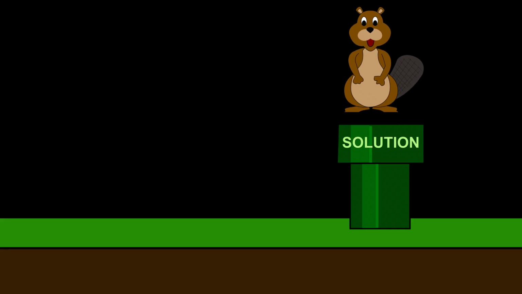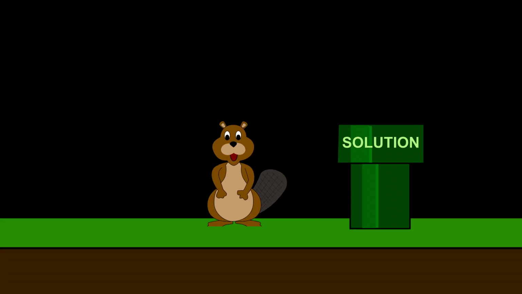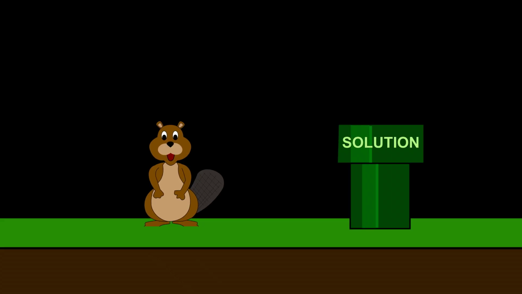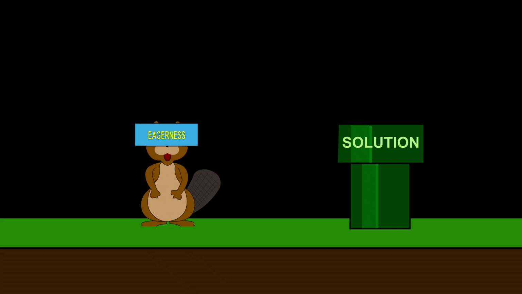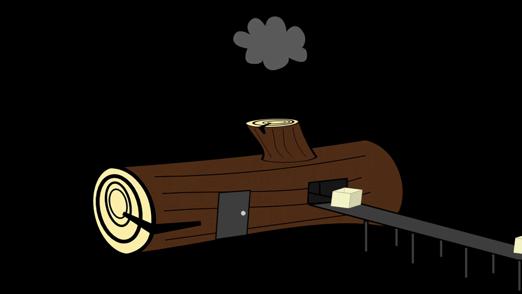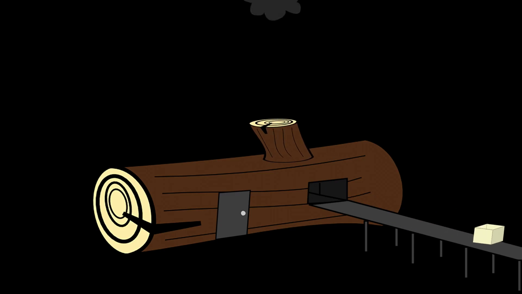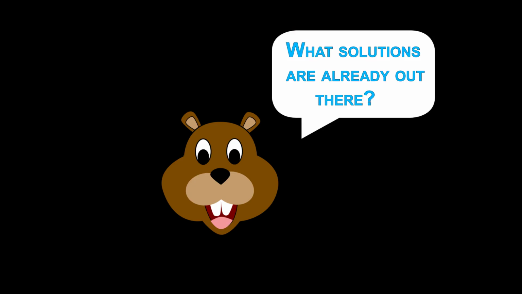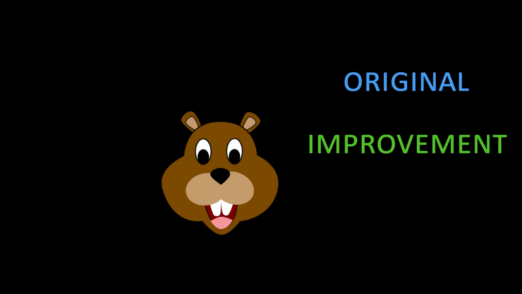But wait a second there, eager beaver, not so fast. Before we jump right into our solution, there's a few things we have to think about first. But hold on to that eagerness, I promise we're getting to the good stuff very soon. The first thing to think about is prior solution attempts. With the industrial society we live in today, new products are designed and manufactured daily. Therefore, it is important to know what solutions are already out there so that we can make sure our solution is original and an improvement of what already exists.